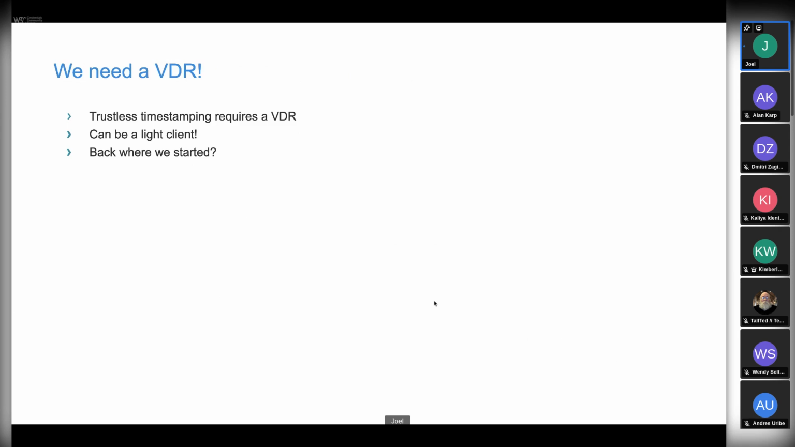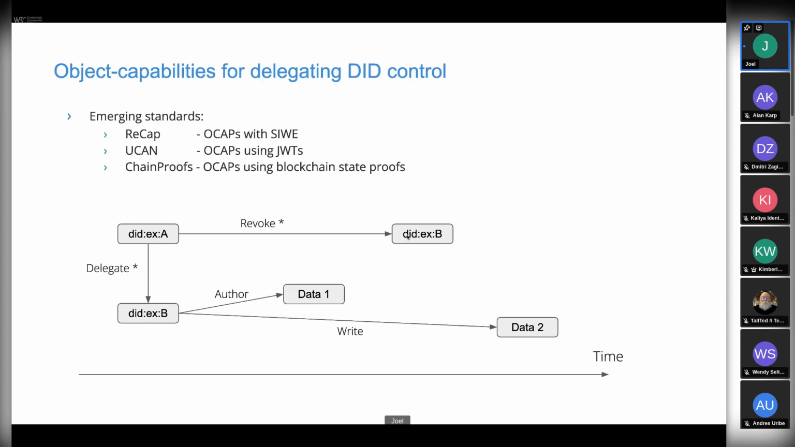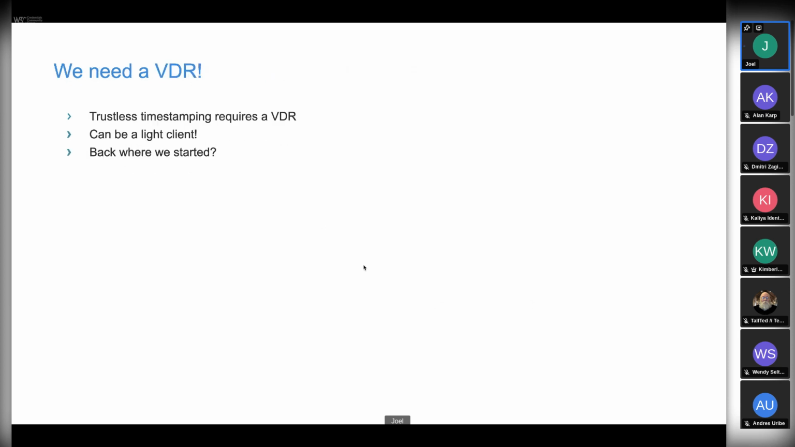We need to be able to timestamp what point in time this revocation happened. Did this revocation happen before data 1 was written, or after? To get that information, we need some way of timestamping. And this timestamping needs a verifiable data registry, but it could be a light client. We could simply register some Merkle key or some hash on chain that can be proven with only a light client proof, similar to the chain proofs that I mentioned before.